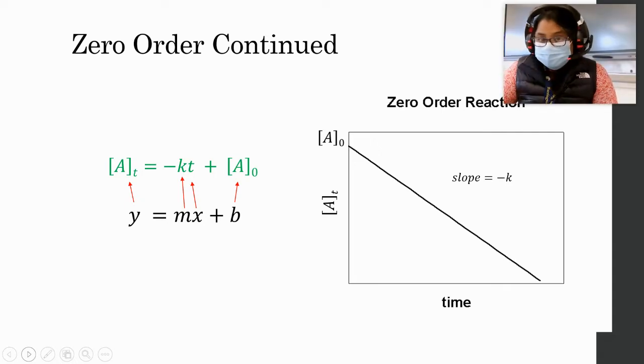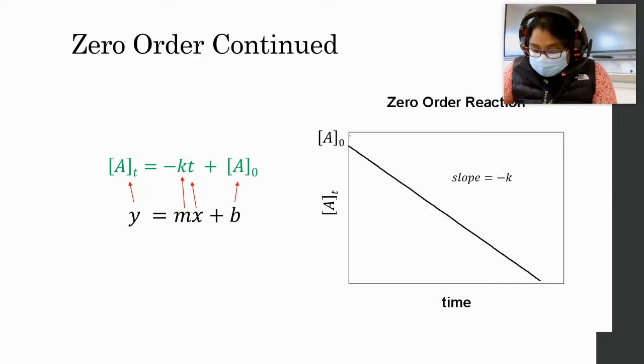So if you wanted to plot this, on the y-axis you would have the concentration of A at time t. On the x-axis, you just have time. Could be minutes, could be seconds, could be hours, days, whatever. CFCs would be years. So you have the concentration of A at time t on your y-axis, time on your x-axis, and your slope is negative, and the rate constant is the value for the slope.